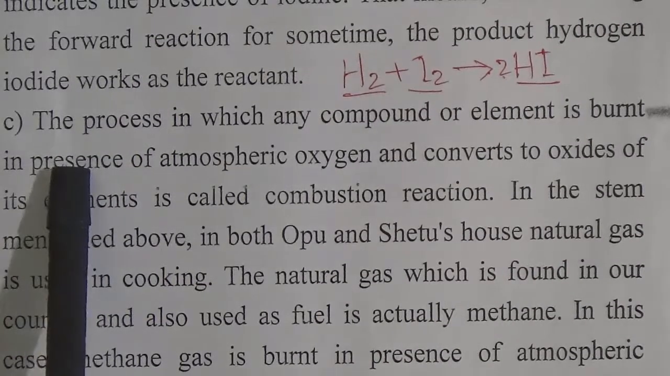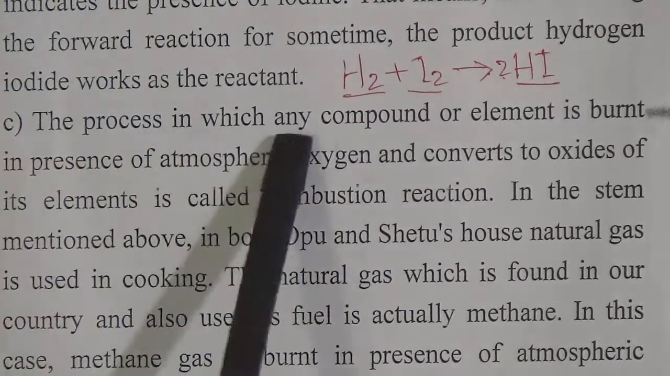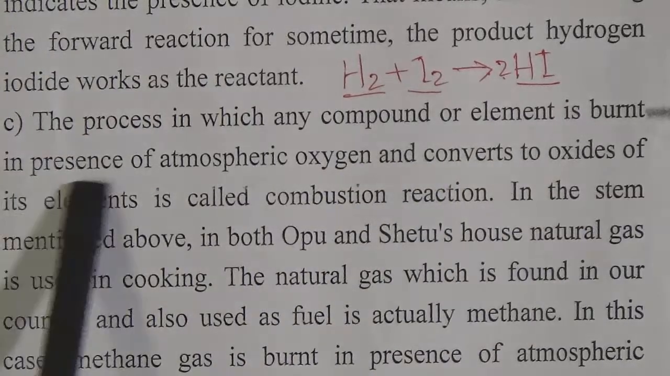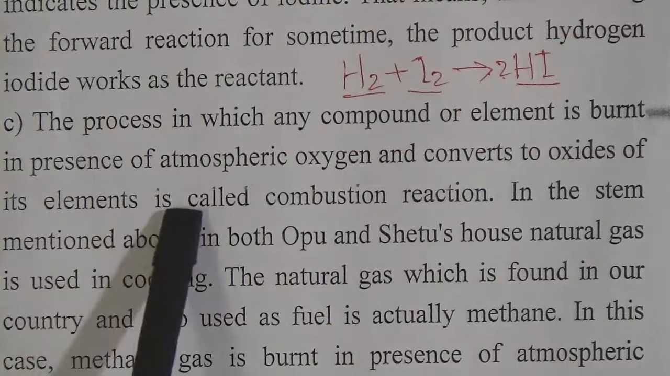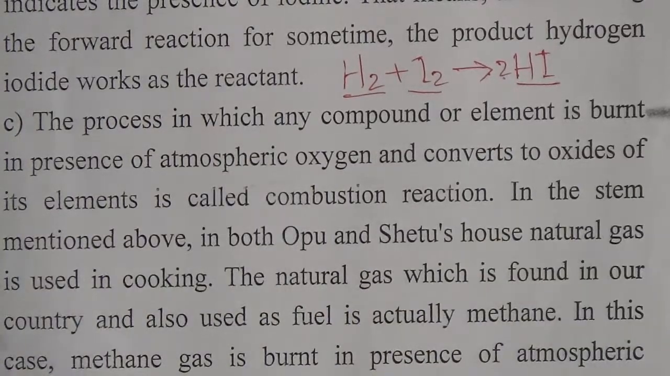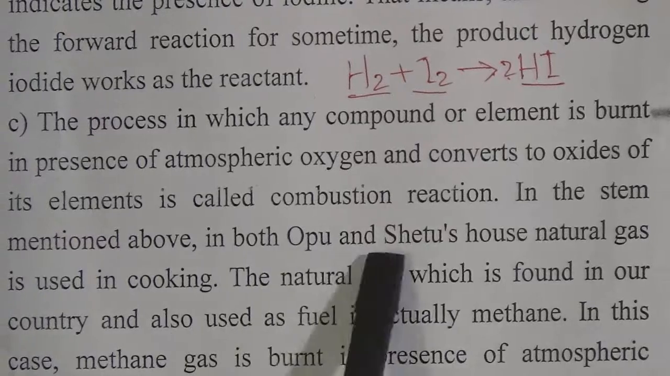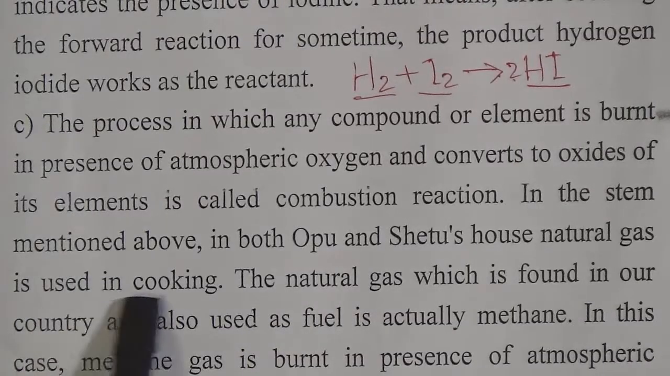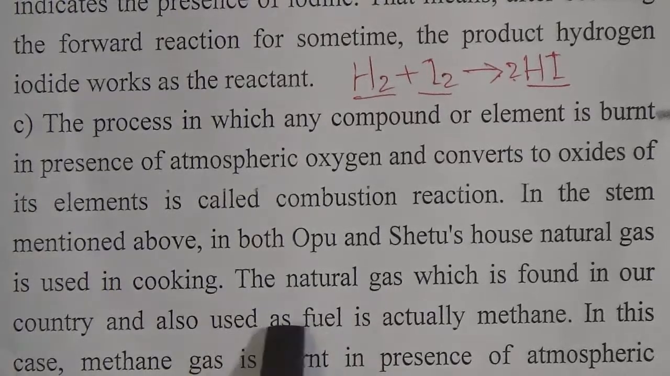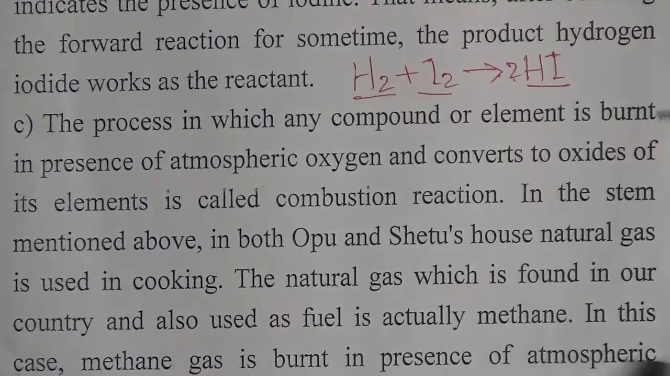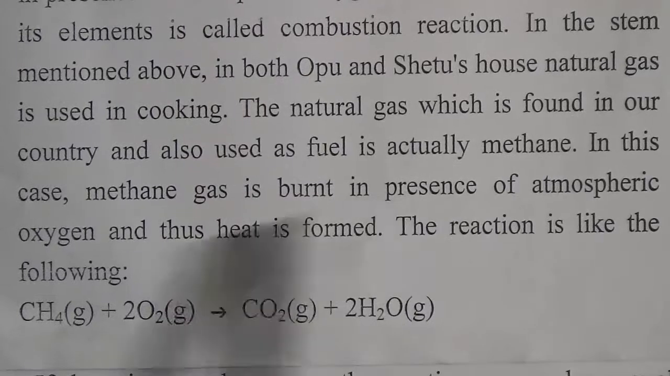Next, question C was, what type of reaction occurs during the cooking in their house? The process in which any compound or element is burned in the presence of atmospheric oxygen and converts into oxides of its elements is known as a combustion reaction. In the case mentioned above, in both Oppu's and Chetu's house, natural gas is used in cooking. The natural gas which is found in our country and also used as fuel is actually methane. In this case, the methane gas is burned in the presence of atmospheric oxygen, and thus heat is formed. The reaction is like the following.